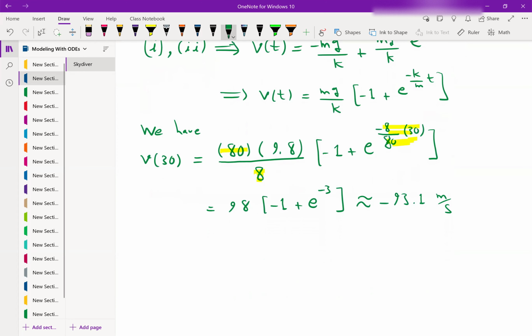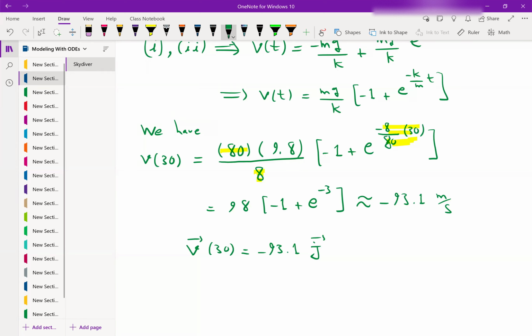If you want to write it as a vector, you can write the velocity after 30 seconds. The vector velocity is -93.1 times j. 93.1 is the magnitude, and it's in the direction of -j. It's pointing downward. Now, I answered the question that was asked in the statement of the problem, but there is one more point that I want to make here.